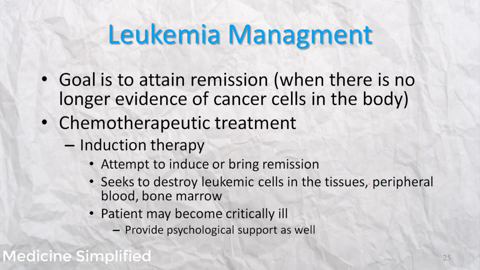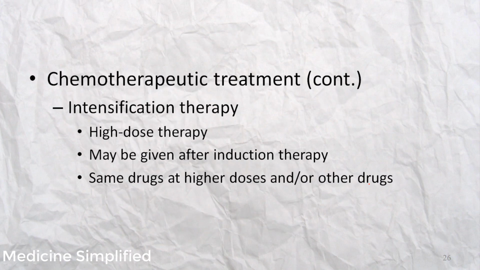First option is chemotherapeutic treatment. Induction therapy. Attempt to induce or bring remission. Seeks to destroy leukemic cells in the tissues, peripheral blood, and bone marrow. Patient may become critically ill, so patient needs psychological support as well. Intensification therapy. High dose of chemotherapy may be given after induction therapy. So it is the first stage of therapy. Same drugs at higher dose and other drugs.